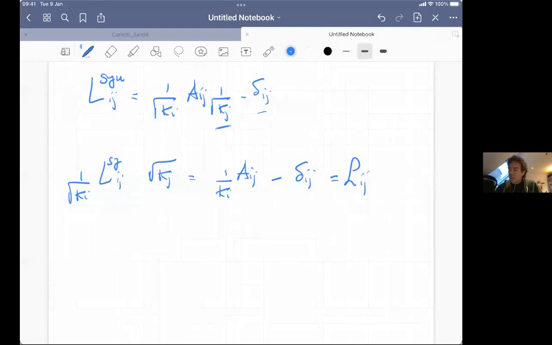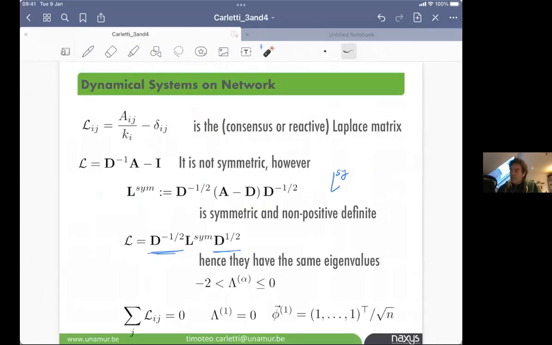And so I proved that the two Laplacians are related by this matrix D to the minus 1/2. Because they are similar, they have the same spectrum. So this means that also this matrix, which is not symmetric, has a real spectrum, which is negative in this case, except for 0. You can prove that indeed the spectrum is bounded between -2 and 0. It's a small proof that can be done.